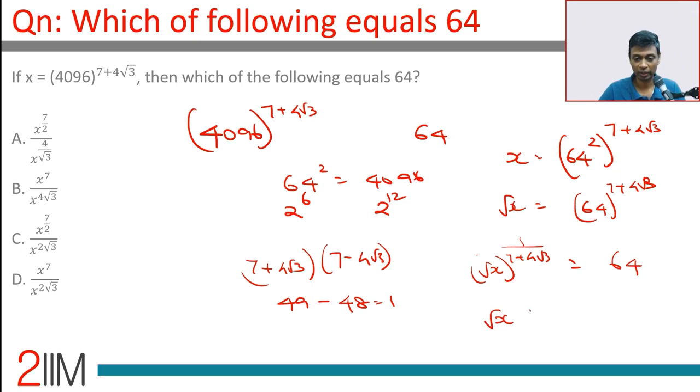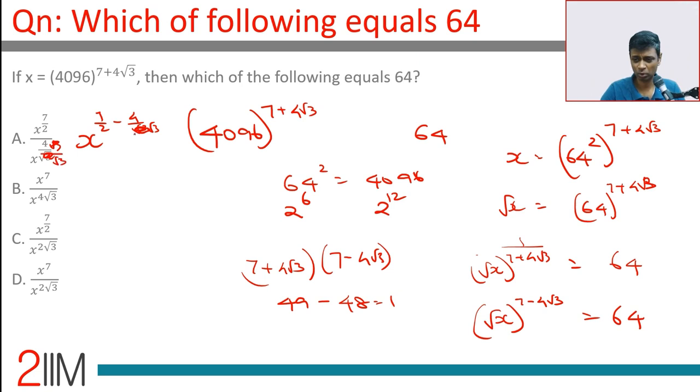Or square root of x to the power 7 minus 4 root 3 is 64. How do we get there? Okay, this is x power 7 by 2 by x power 4 by 3. This is x power 7 by 2 minus 4 by root 3. Sorry, it should be 4 root 3. It's given incorrect. It should be 4 root 3. No, 4 by root 3. That doesn't work. It's tough to reconcile.